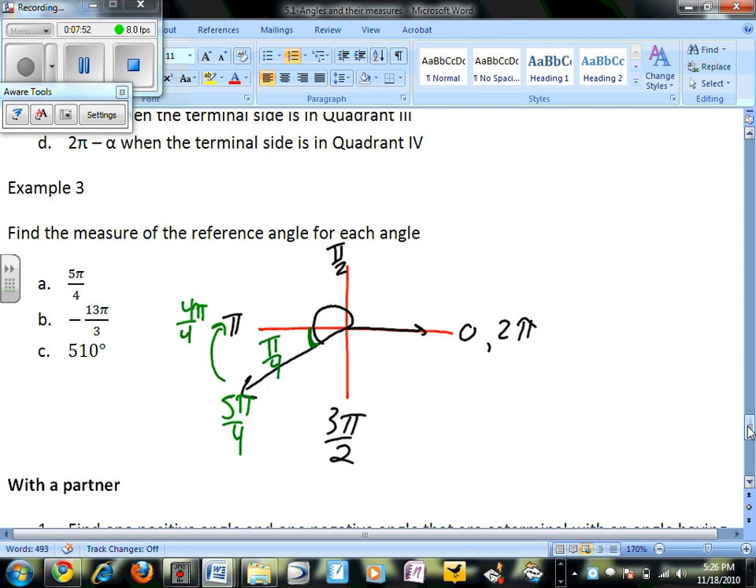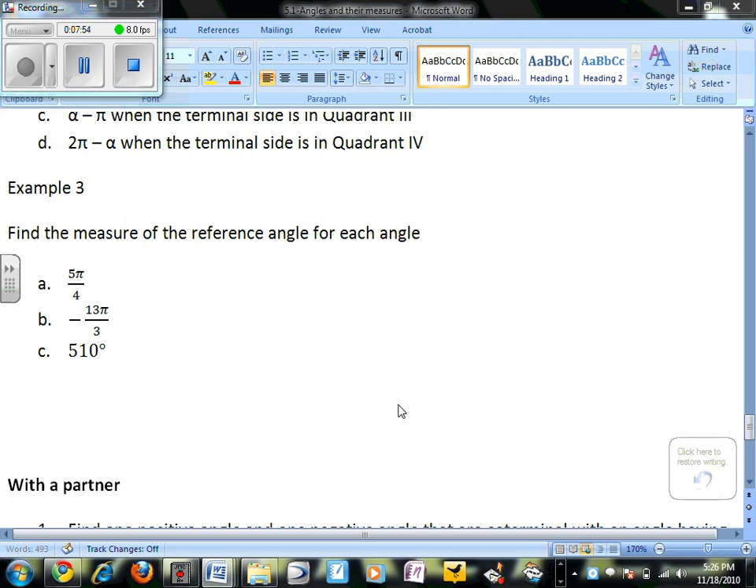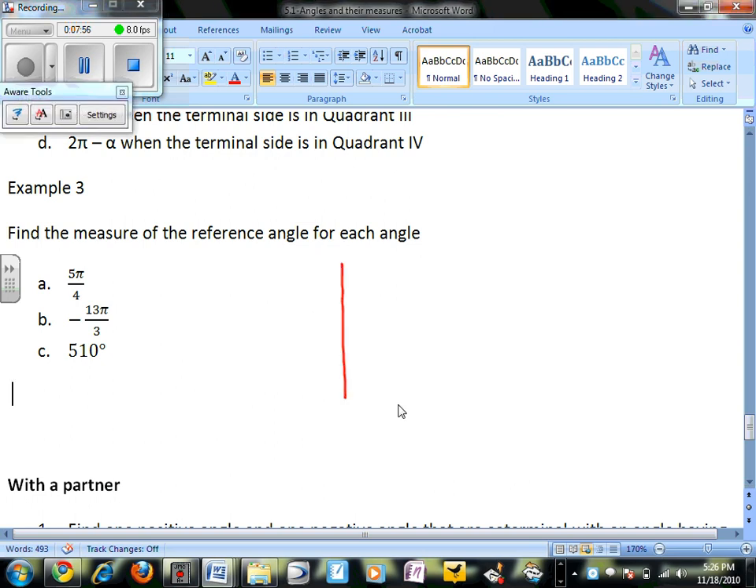Our next one, if we think about negative 13 pi over 3. Well, we're going to go in the negative direction, so we're going to go this way. A full circle would be 2 pi. In this case, since it's over 3, 6 pi over 3 would be a full circle. So we've already taken up 6 pi over 3, and what's left over is 7 pi over 3.